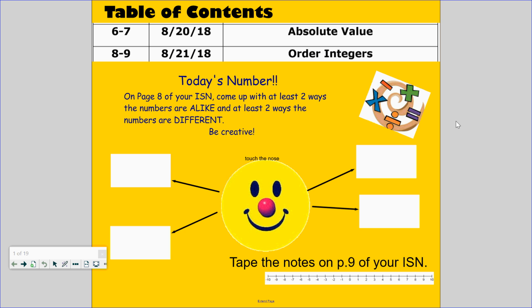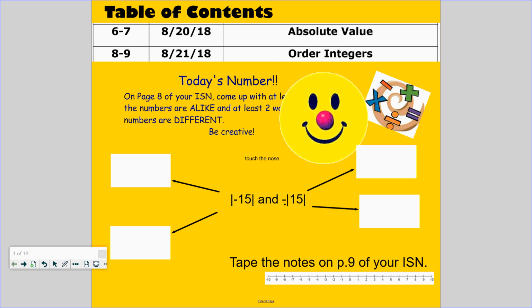So in this activity, touch the nose. Oh, arrow. Touch the nose. All right, it doesn't work.